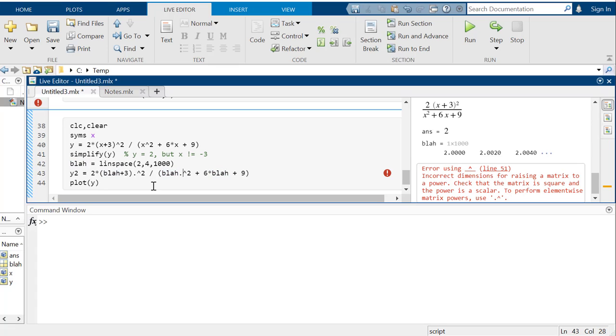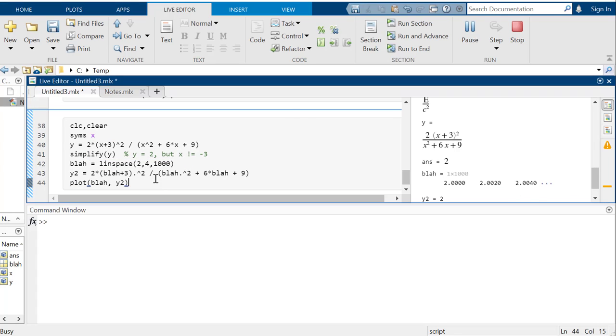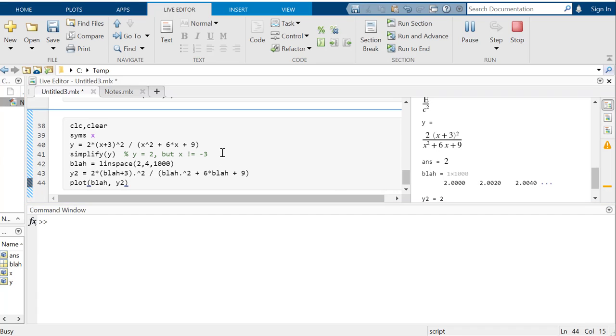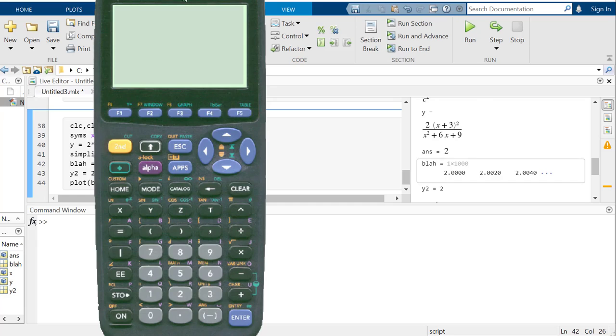Yeah, I think it's going to yell at me. Plot blah, y2. I think it's just going to draw right through it. Let's see. Are you going to plot for me, sweetheart? Maybe, maybe not. Oh, well.